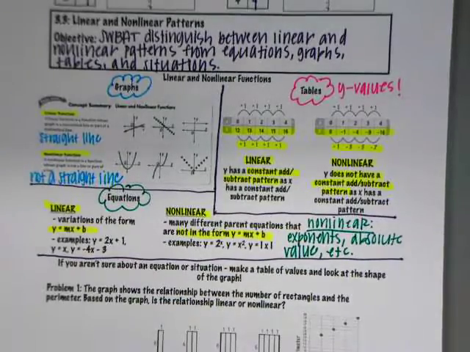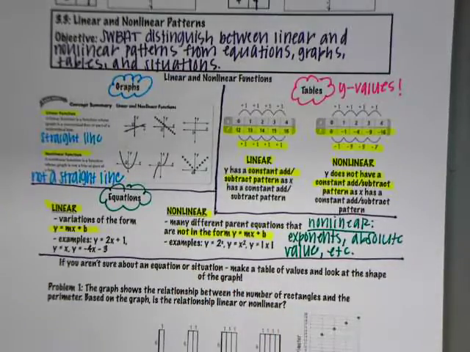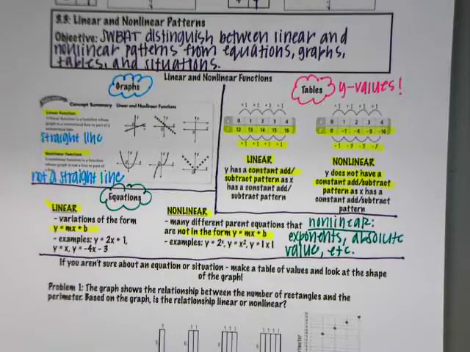All right, so let's look at problem 1 at the bottom. Oh, and then here, if you aren't sure about an equation or a situation, make a table of values and look at the shape of the graph. So let's say I have a table and I can't remember how I was supposed to be able to tell that. Plot the points. Doesn't make a straight line. Okay?